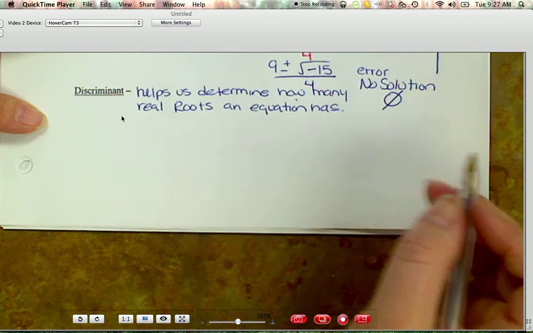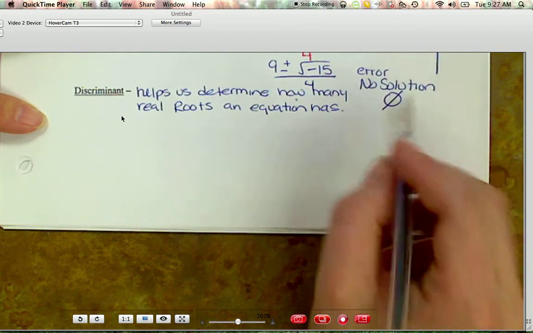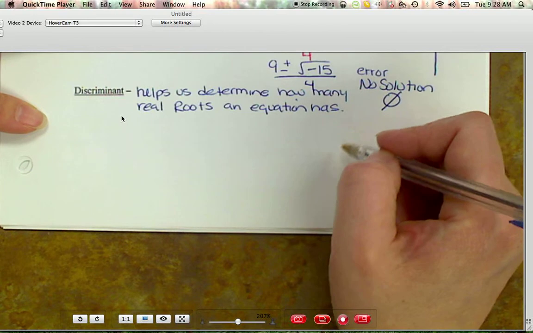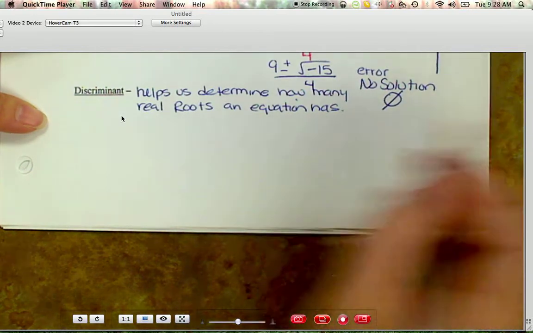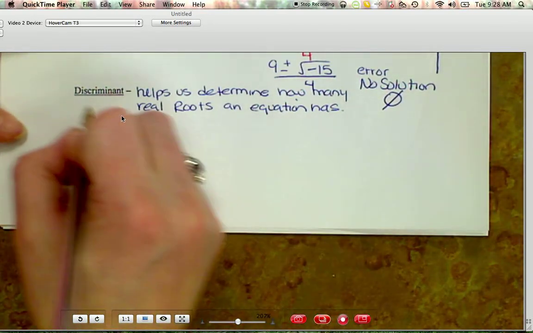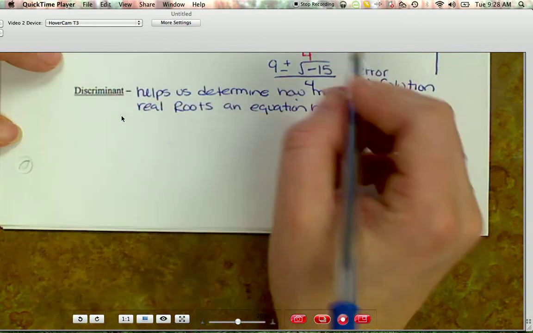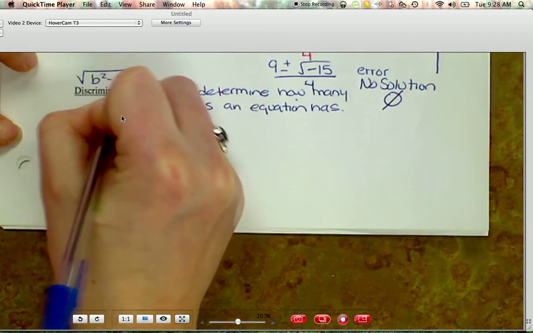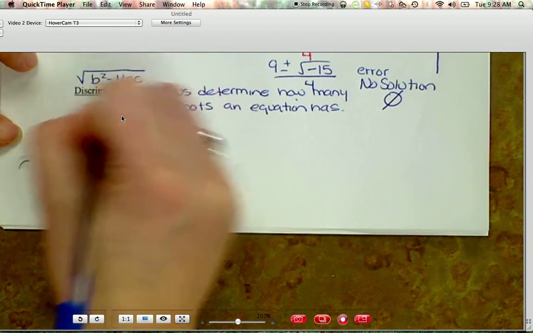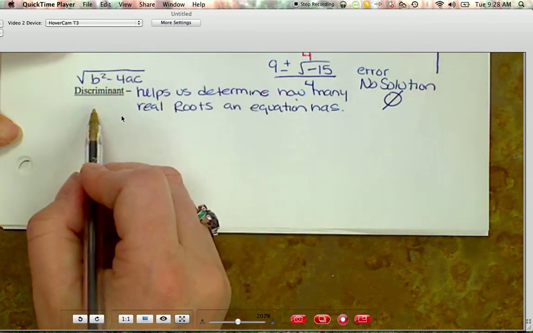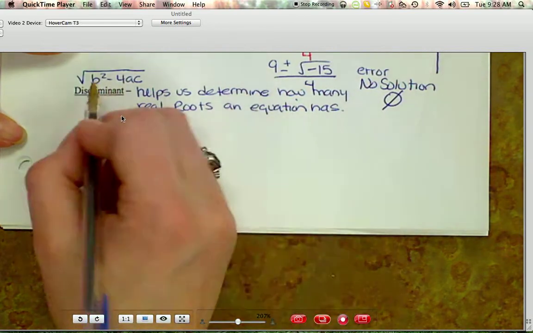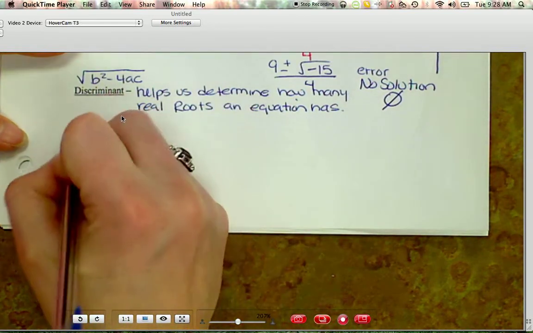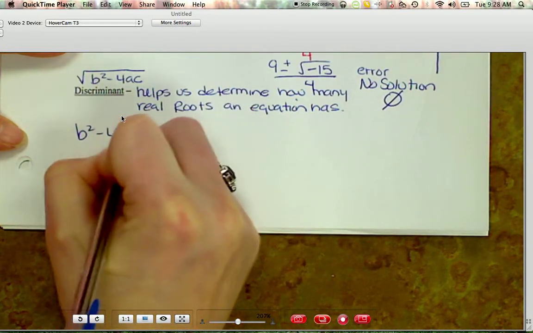So it basically will tell us if the parabola crosses the x-axis in 1 place, 2 places, or 0 places. Let me show you what I mean. In the quadratic formula, we have the big radical that is b squared minus 4ac, the radical party. Now the discriminant is only what's inside the radical, so b squared minus 4ac.